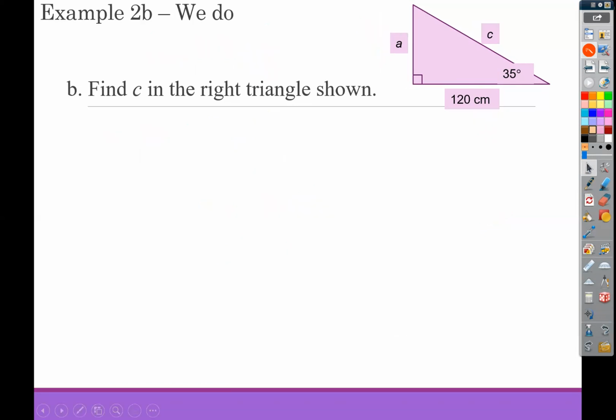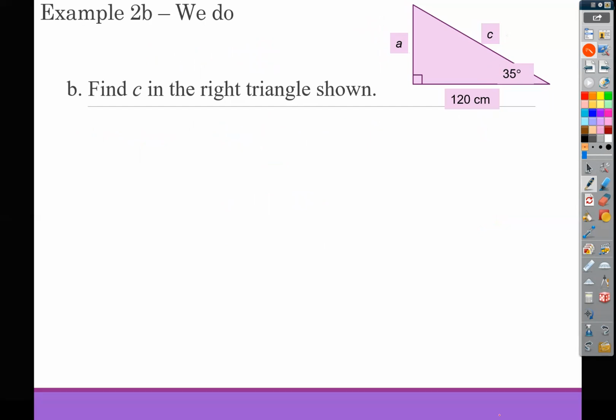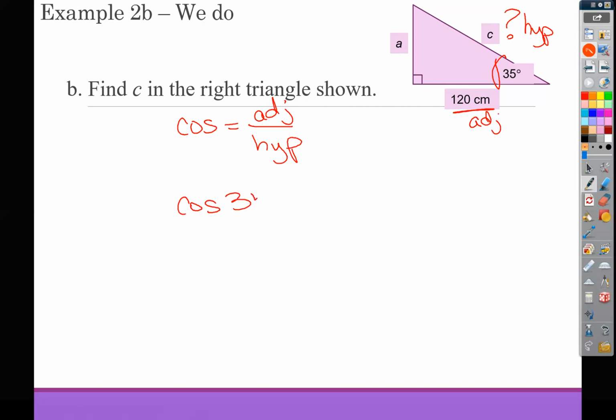Okay. This one, now we're going to find C. So we have this angle again. We have this side, and now we're looking for this one. So from this angle, this is adjacent, and this is hypotenuse. So which trig function says adjacent over hypotenuse? Cosine. So cosine equals adjacent over hypotenuse. So we're going to say cosine of 35 equals the adjacent side over the hypotenuse.